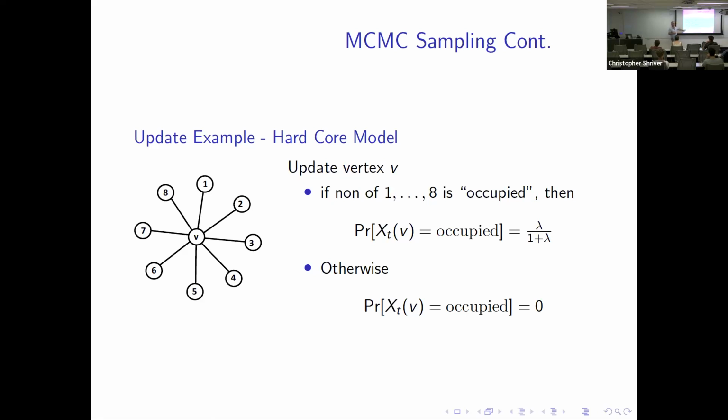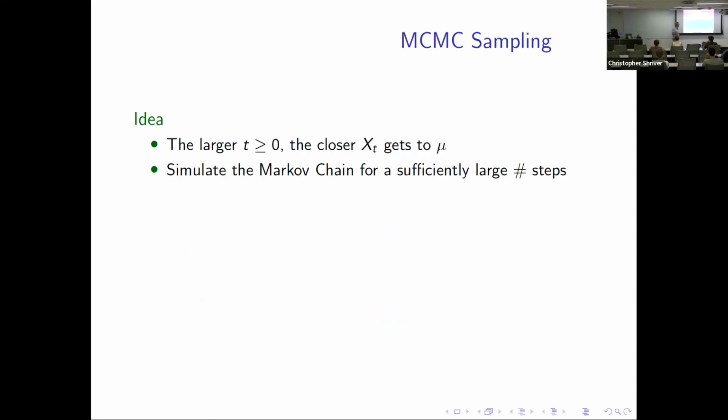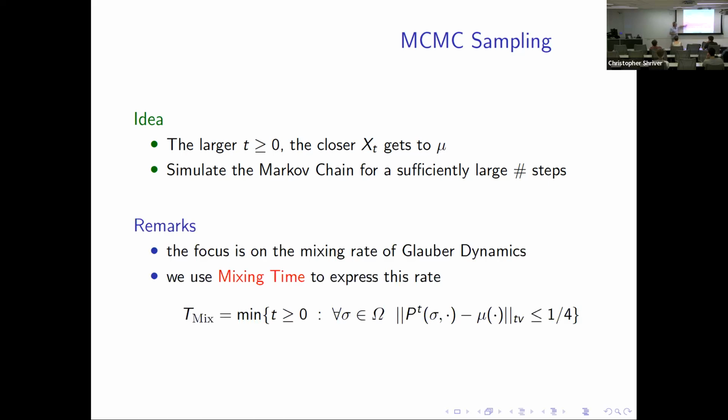Is it clear what we are doing here? Okay, so what is the idea? The larger t, the closer the distribution of x sub t is to the distribution we want to sample from. So now the idea is to have an algorithm that simulates the Markov chain for a sufficiently large number of steps. If you want to study the efficiency of the algorithm, the measure of efficiency is how fast the Markov chain, Glauber dynamics specifically, converges to equilibrium.